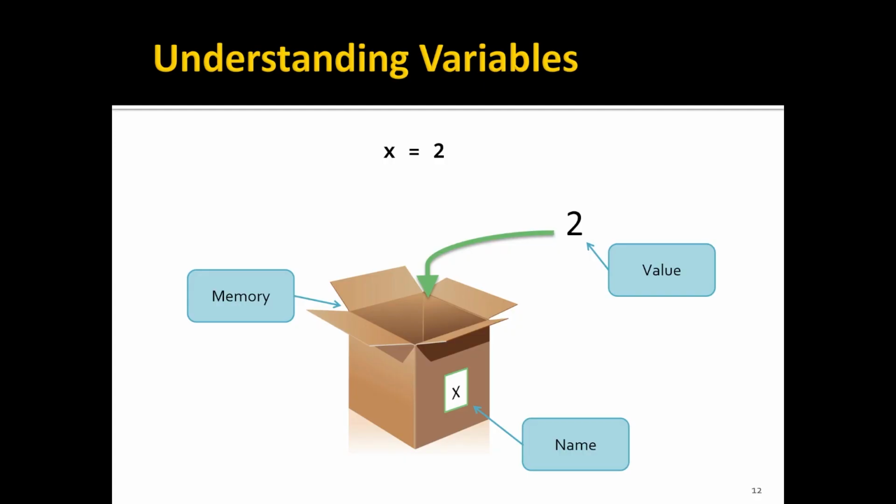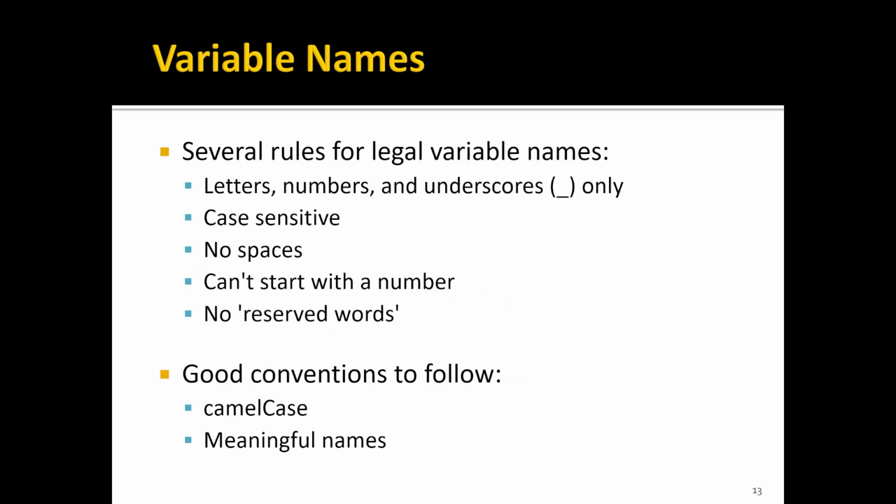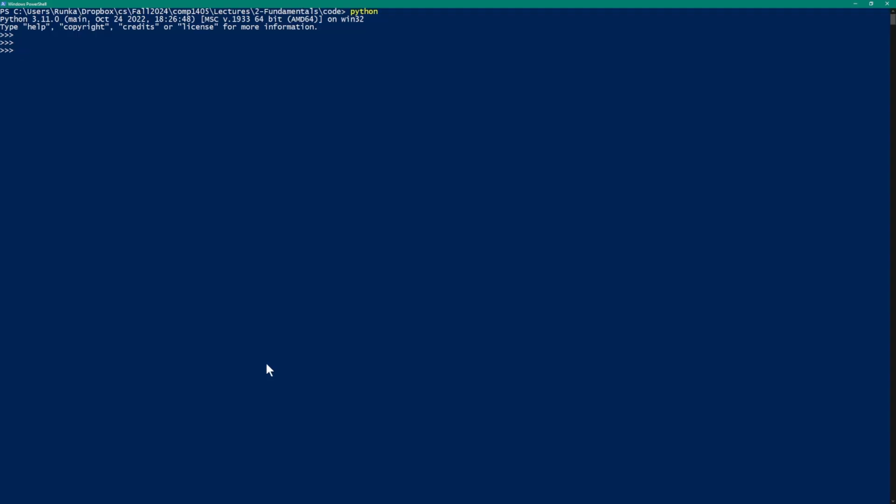The second part of a variable is its name, otherwise known as its identifier. Now, there are rules in Python for what makes for an allowable name, and also some good conventions to follow when making names. Variable names in Python can be any combination of letters, numbers, or the underscore character. Importantly, these are case sensitive, so any combination of upper and lowercase letters. So the variable a is different than the variable uppercase A.